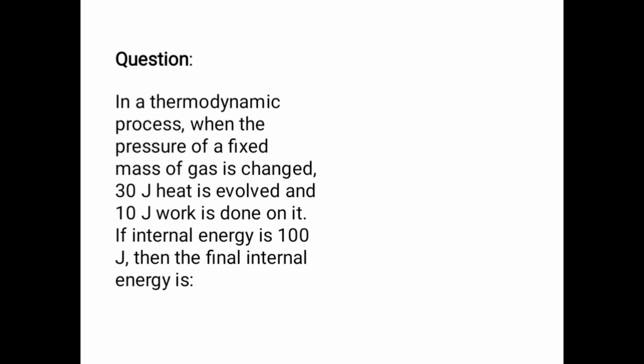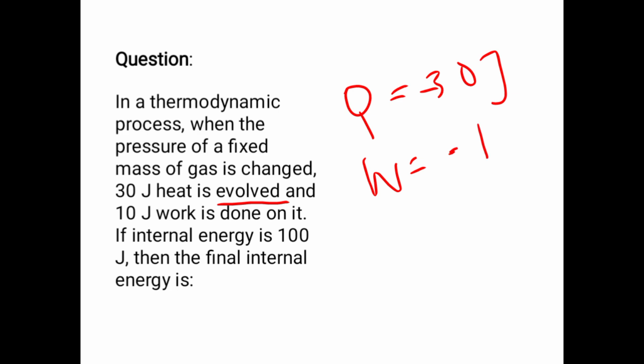It says in a thermodynamic process, when the pressure of a fixed mass of gas is changed, 30 joules of heat is evolved. Evolved there means heat is released, so our Q here is equal to negative 30 joules. And 10 joules of work is done on it, that would be negative 10 joules. We are asked to find the final internal energy.